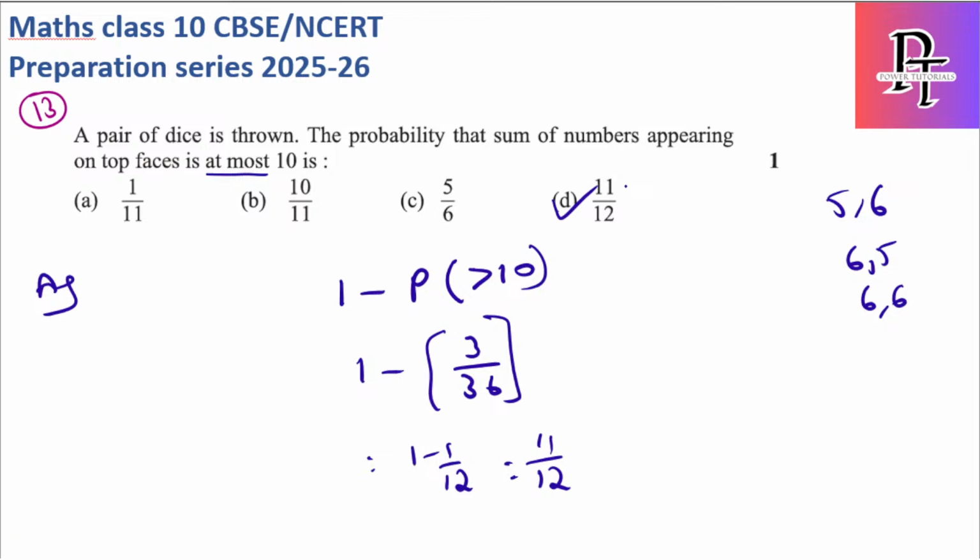If you solve in the normal method it will take a lot of time. So always remember for this type of questions just think in the opposite way, because we have one concept of complementary, where P of the complementary event is 1 minus P of that event. Okay, let's move to the 14th.